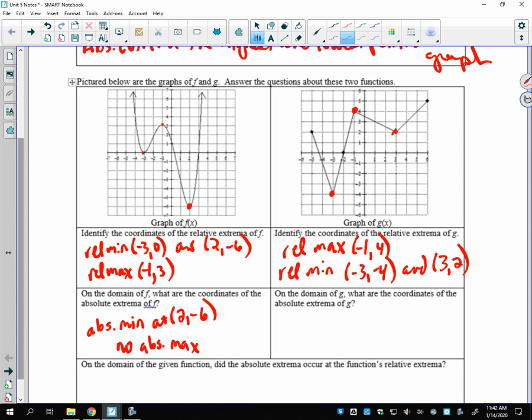And what about on this one, if I say find the absolute max and min? The absolute max would be the highest point on this graph. And the highest point on this graph is right here at the endpoint, which would be at 6, 5. And the absolute min is at this same minimum here, which is -1, 4.